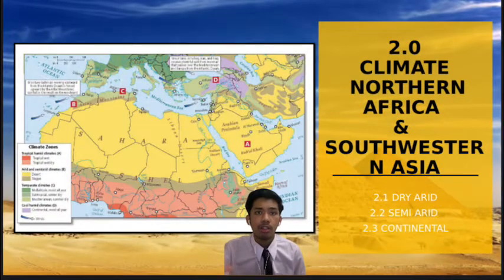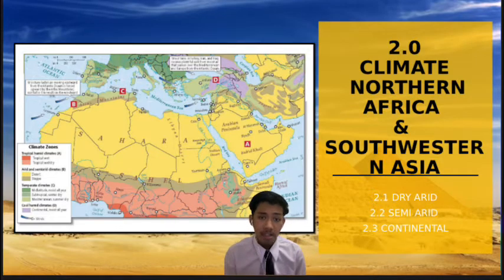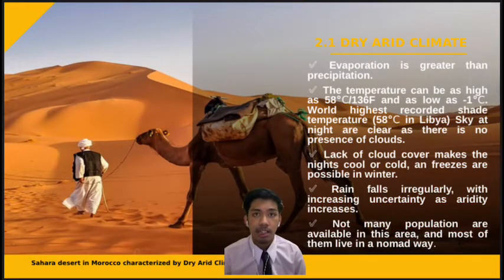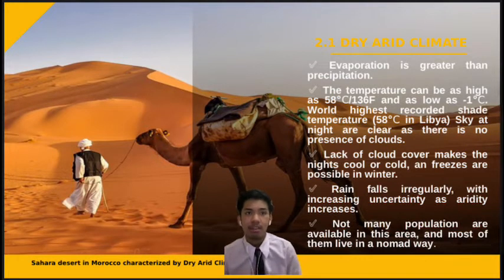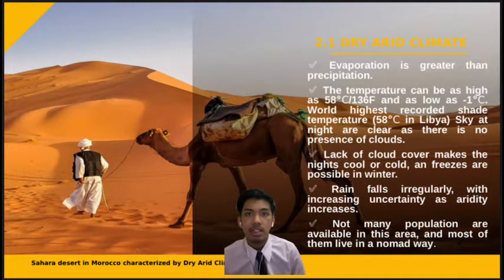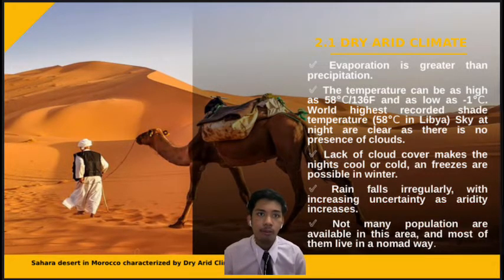Now, we're moving on to the climate of this region. There are three types of climate for this region, which are dry arid, semi-arid, and continental. In a dry arid climate, the temperature can be as high as 58 Celsius and as low as 1 Celsius. There is also a lack of cloud cover which makes the night cool, and it rains irregularly in the dry arid climate. Because of this, not many people live in this area. If people do live in the area, most of them live a nomadic way of life.